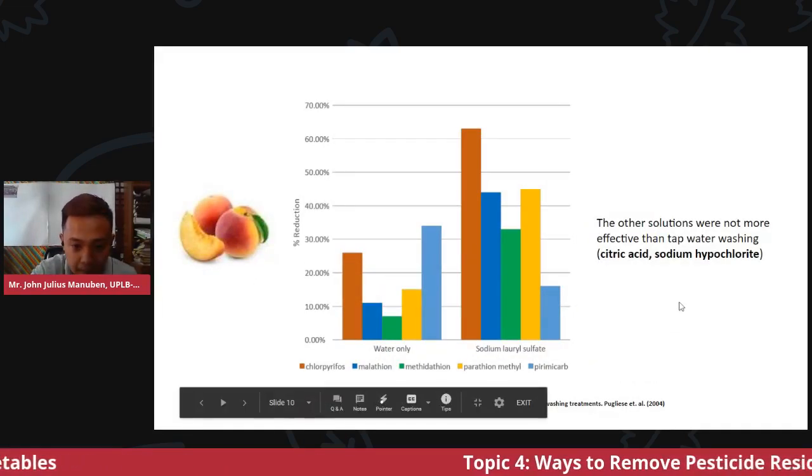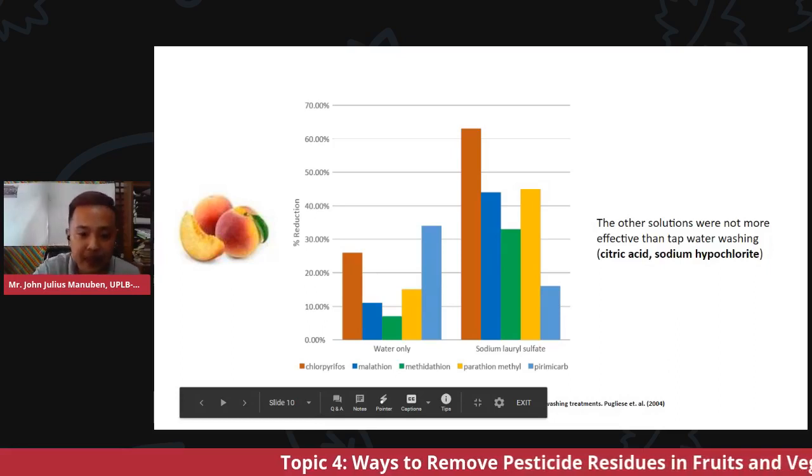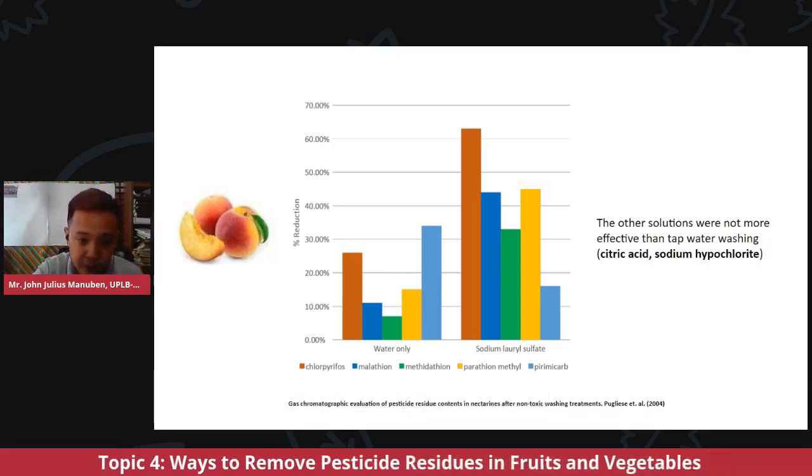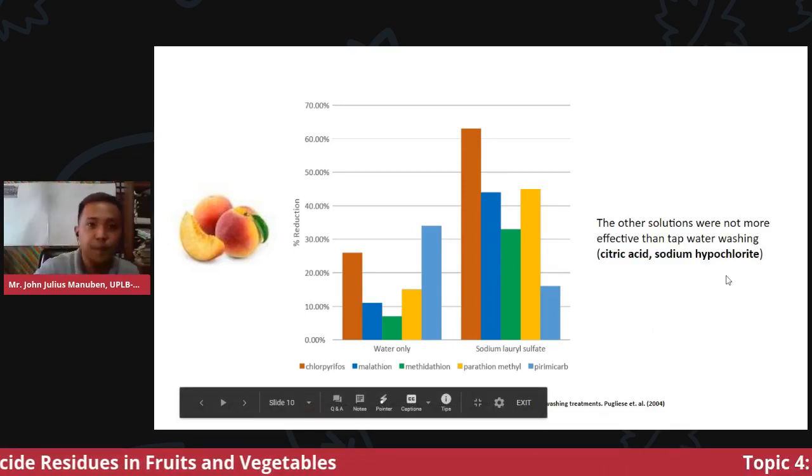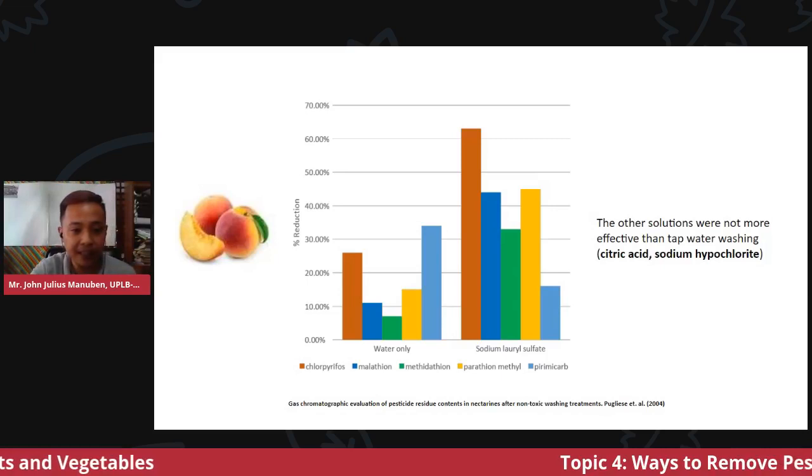And lastly, ibang treatment naman yung ginamit nito. So, water only and sodium lauryl sulfate. So, yung sodium lauryl sulfate, siya yung ingredient ng common detergents natin.